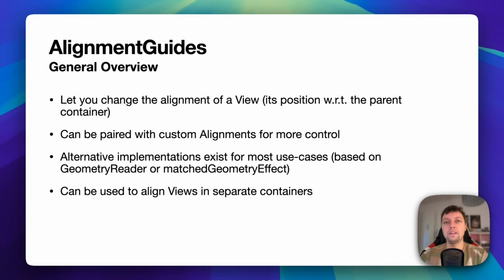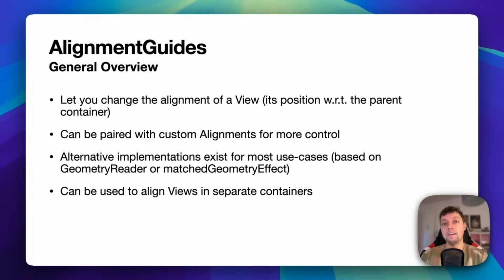What does the Alignment Guide API do? Well, it lets you change the alignment of a view. Pretty simple, right? You usually know alignment as leading, center, trailing, top, and bottom. But in this case, we're more talking about offsets or positions with respect to the view's parent container. So usually an HStack, a ZStack, or a VStack.